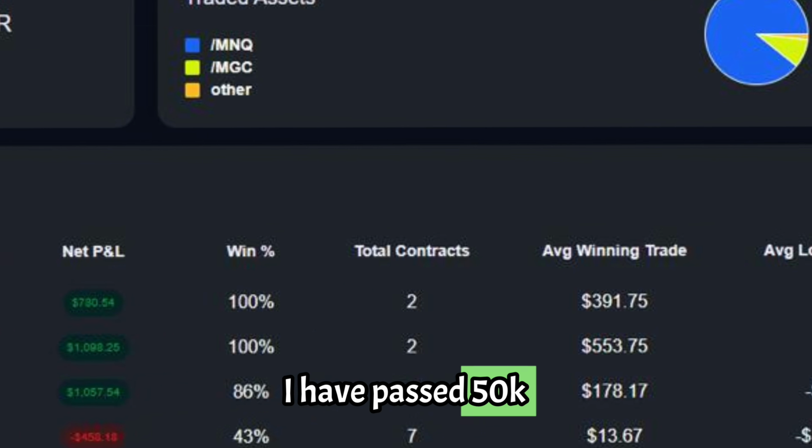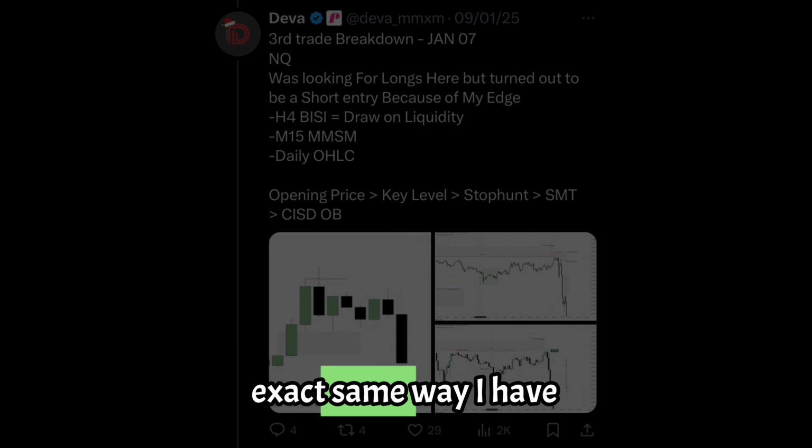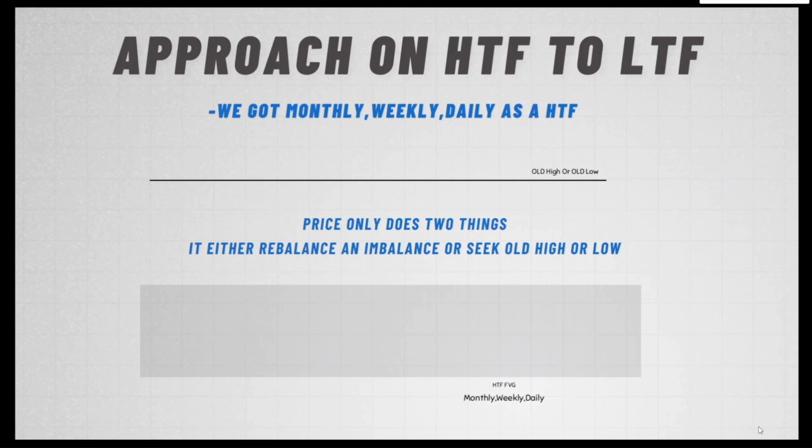I have passed a 50k funded account in just 3 winning trades, and I'll be sharing the exact same way I did it, including the model. So the approach is from the higher time frame to the lower time frame.